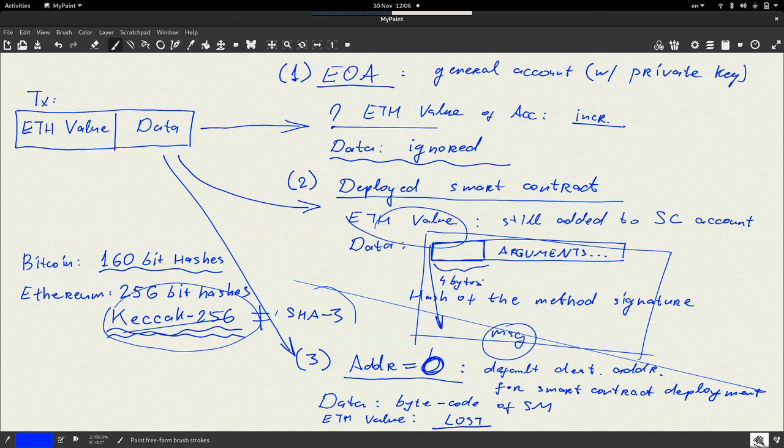There is no private key associated with address zero. And moreover, there is no smart contract associated with address zero. It is a built-in system functionality. So if funds with an Ethereum value are sent to address zero, there is absolutely no way of making use of those funds anymore. They are lost or burned.